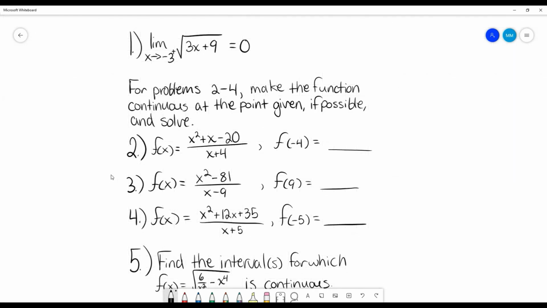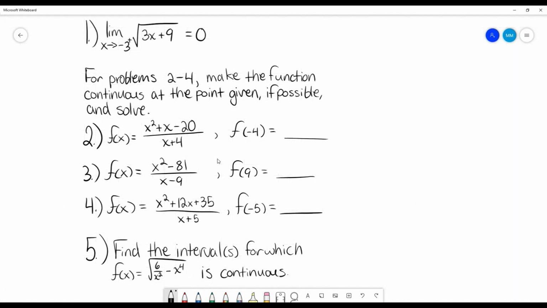For the next few problems, it says make the function continuous at the point given if possible and solve. So for this first one, we're going to take a look at this right here. So f of x is obviously discontinuous at x equals -4, and that's the point they're giving us, so we're at a bit of a standstill. So what we want to see is if we can factor out this x plus 4 down here. Let's give that a go.